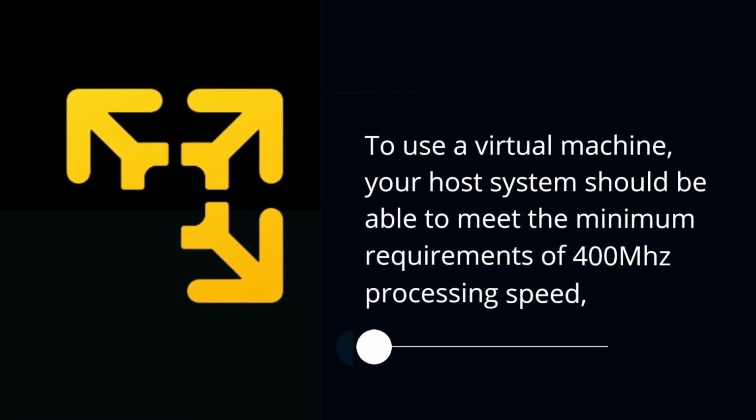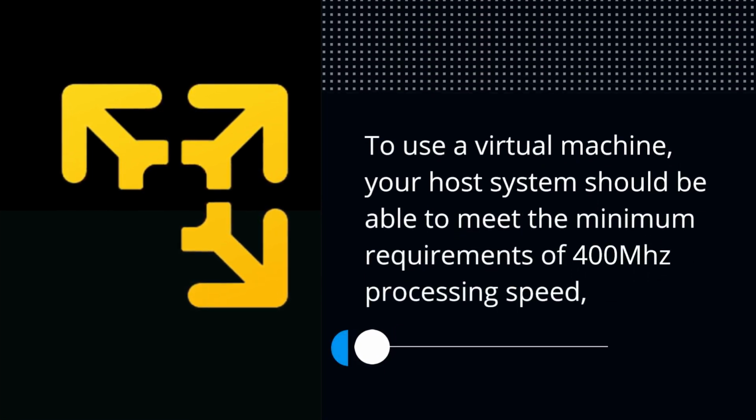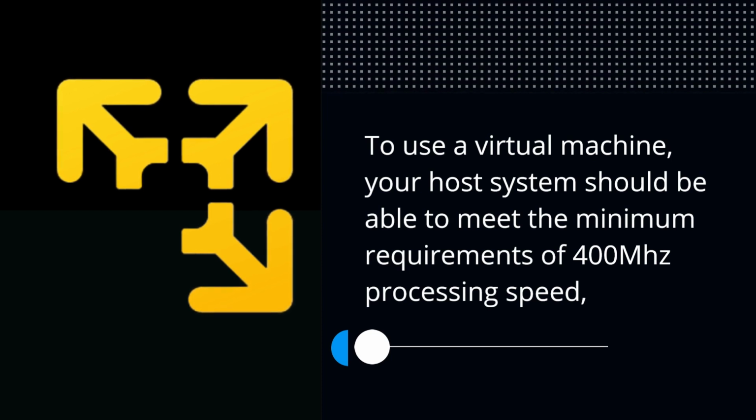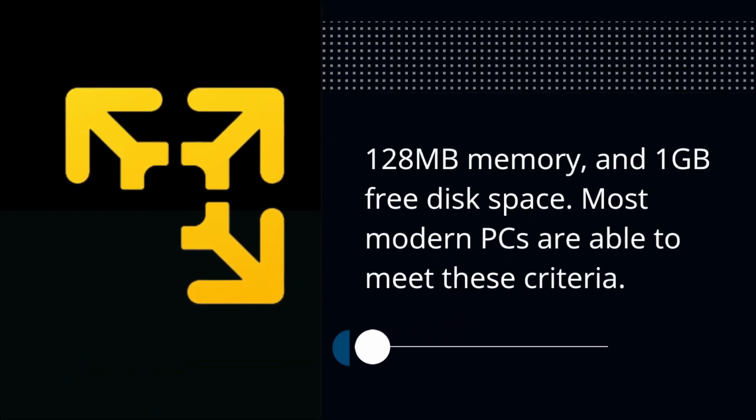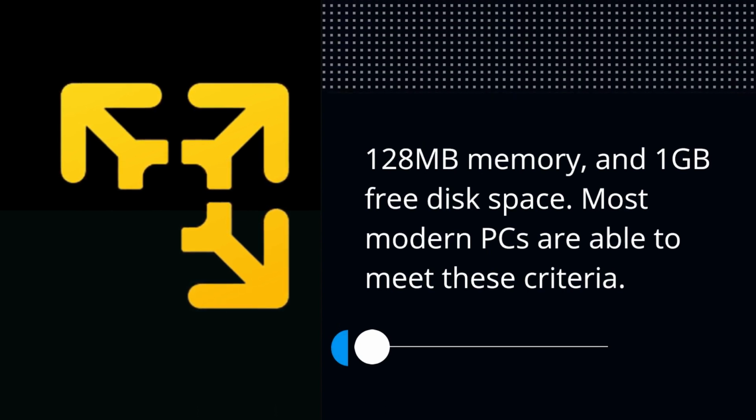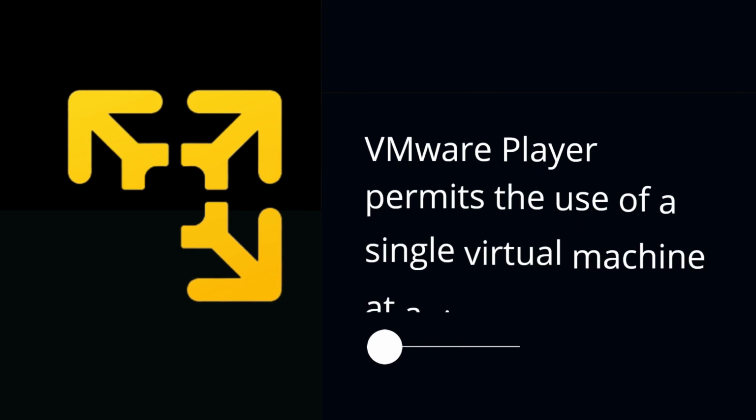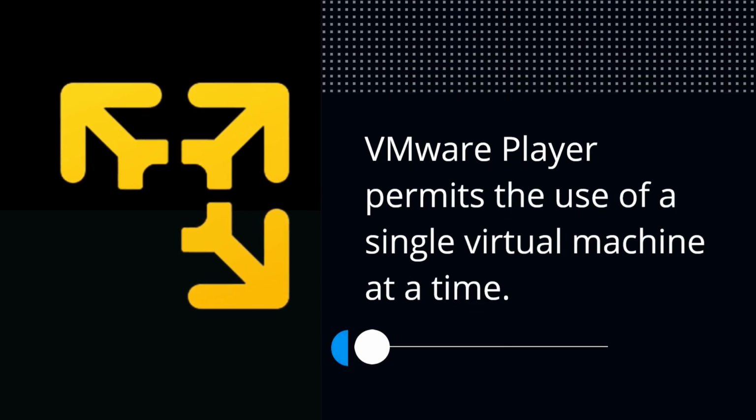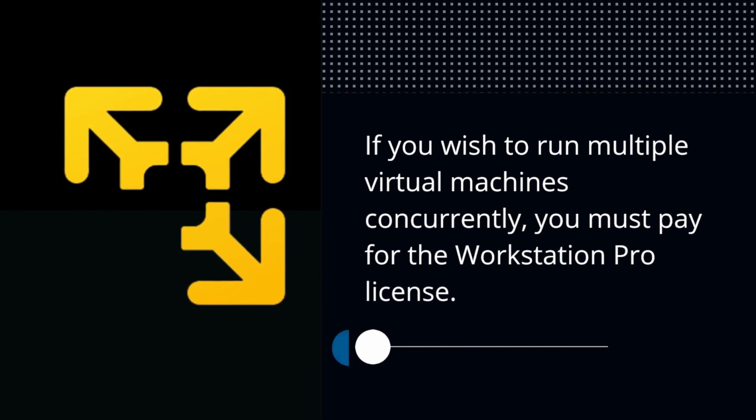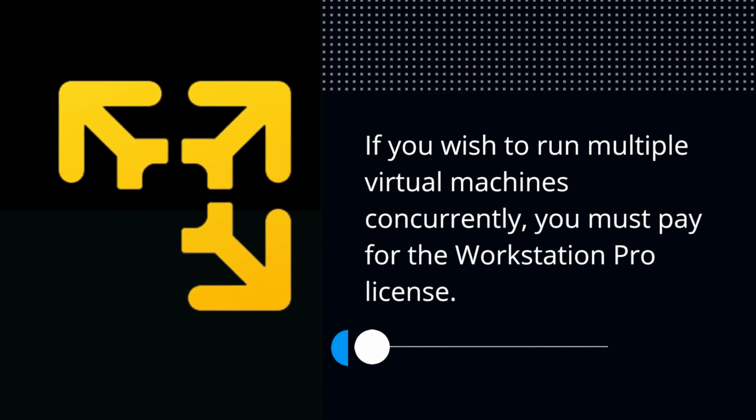To use a virtual machine, your host system should be able to meet the minimum requirements of 400 MHz processing speed, 128 MB memory, and 1 GB free disk space. Most modern PCs are able to meet these criteria. VMware Player permits the use of a single virtual machine at a time. If you wish to run multiple virtual machines concurrently, you must pay for the Workstation Pro license.